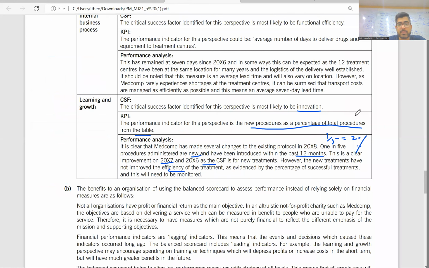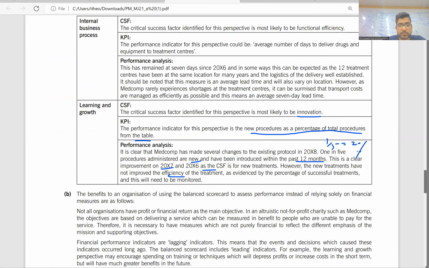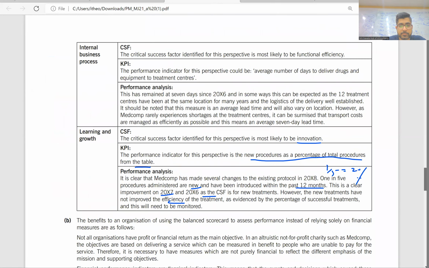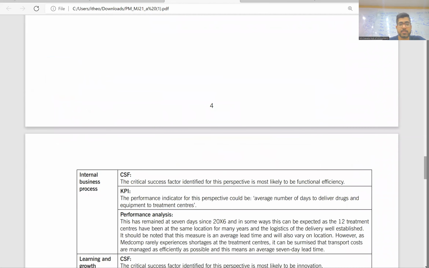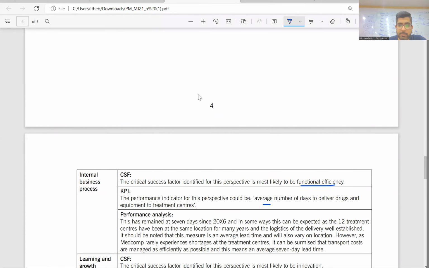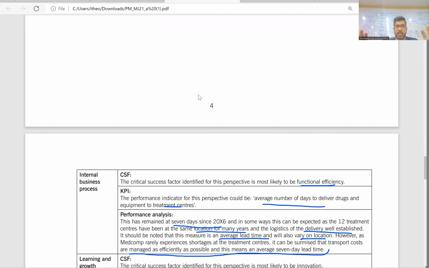Let's have a look at the examiner answer regarding this. See, internal business. It states that the critical success factor is efficiency. The indicator could be number of days to deliver drugs. Same analysis. This has remained at 7 days. This can be expected as the 12 treatment centers have been at the same location for many years. Logistics are well established. This measure is an average lead time, which can vary by location. It can be summarized that transport costs are managed as efficiently as possible. This means a 7-day lead time. The company has a good transport system.